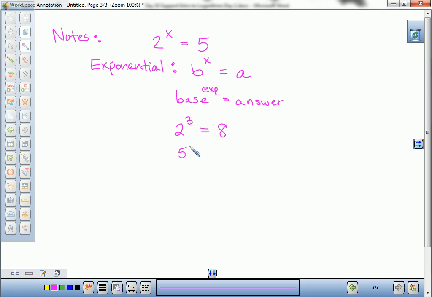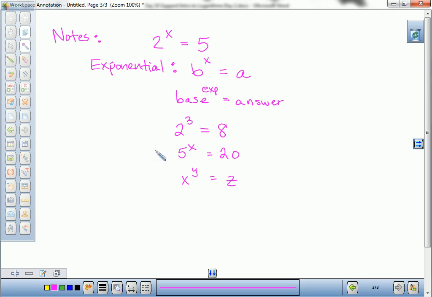Or 5 to the x equals 20. Or x to the y equals z. Do you see that all of those are in exponential form? We have a base raised to an exponent equal to an answer. So all of those are in exponential form.